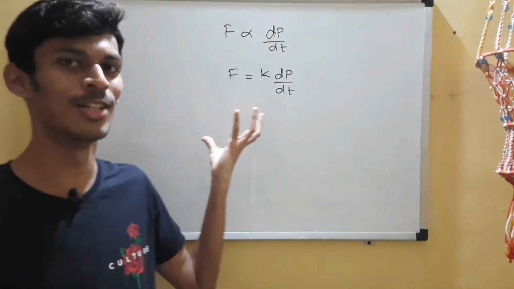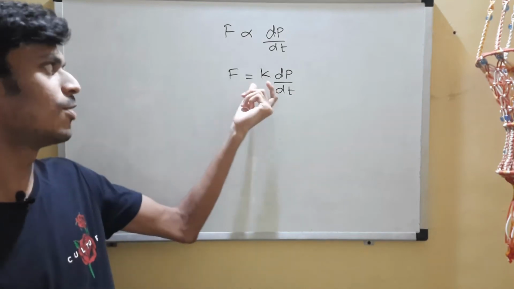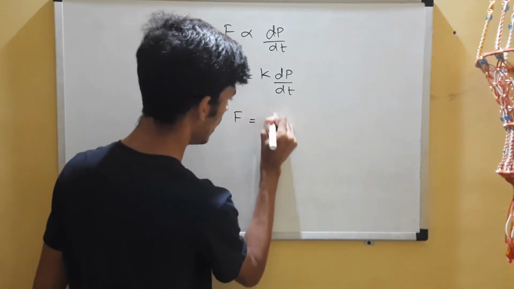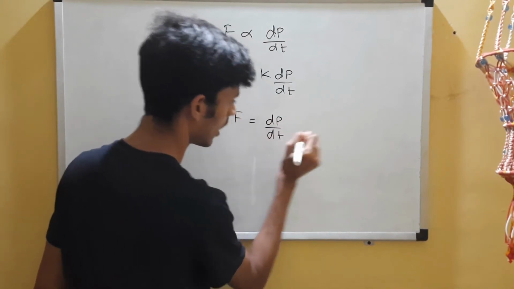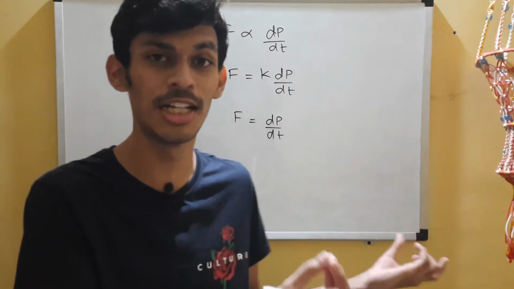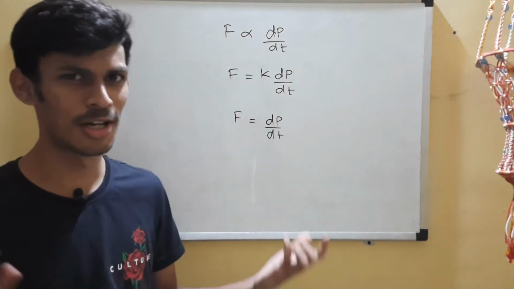Of course, the SI unit of force is Newton, right? So whenever you measure force in Newton, the value of this k is 1. So you can simply write force equals dP by dt, right? This is because Newton had the freedom to choose any units. He chose units in which the value of this k becomes 1, just for simplicity.